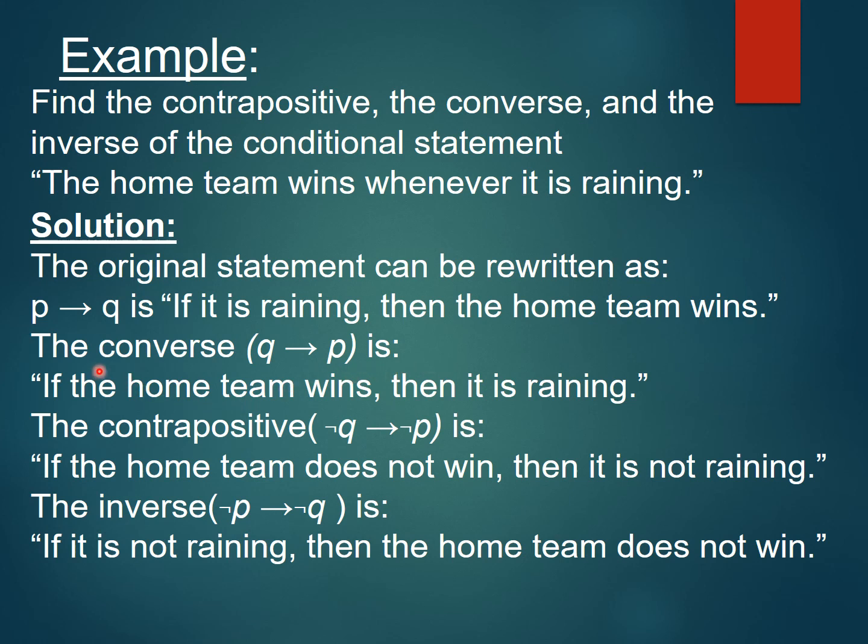Consequently, the converse, that is Q implies P, converting your given statement, is: if the home team wins, then it is raining. The contrapositive, that is applying not to the converse, is: if the home team doesn't win, then it is not raining. The inverse, or applying not to the given statement, is: if it is not raining, then the home team does not win. If you observe, only the contrapositive is the same as the given statement.